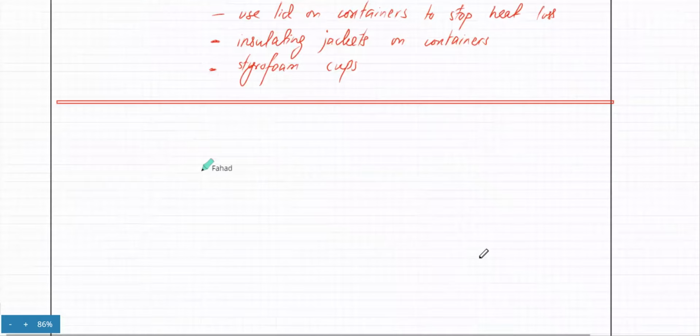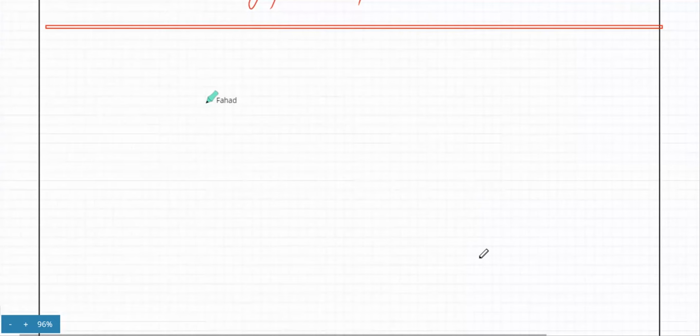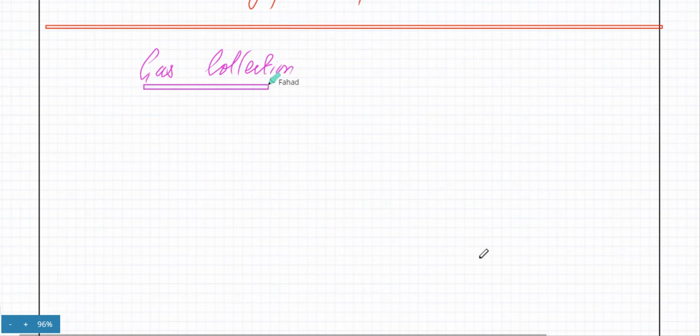Okay, then let's move on. We have discussed heating somewhat. Let's talk about gas collection. So there are a few ways of collecting gases. Number one is a measuring syringe. Okay, nobody has any issue with this. Measuring syringe is the easiest way to collect gases.